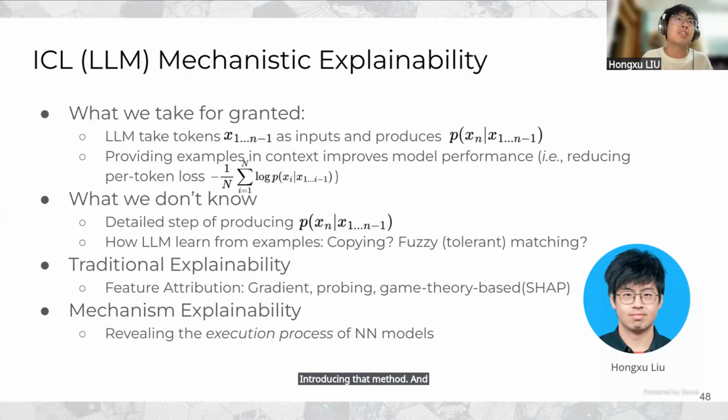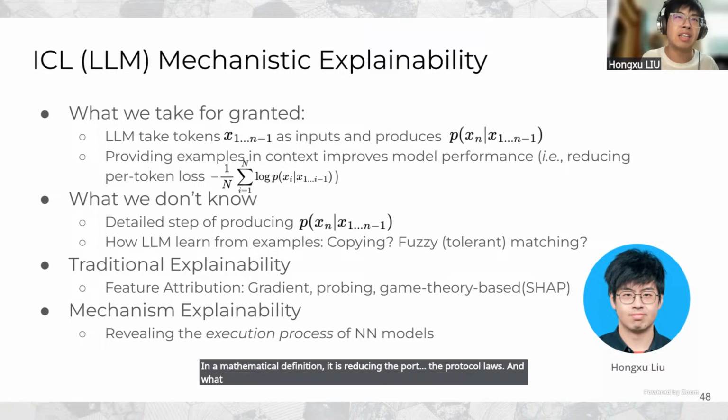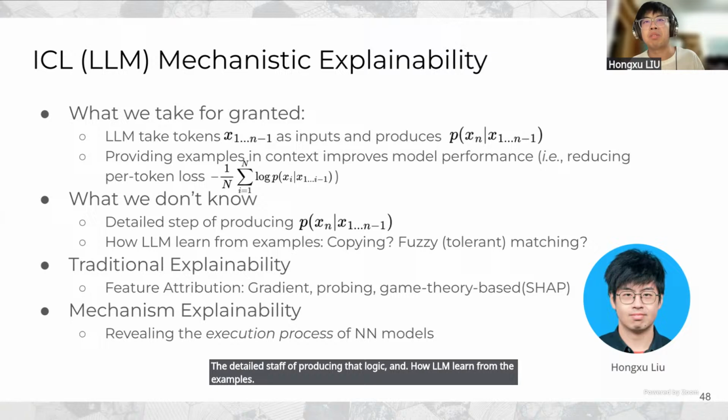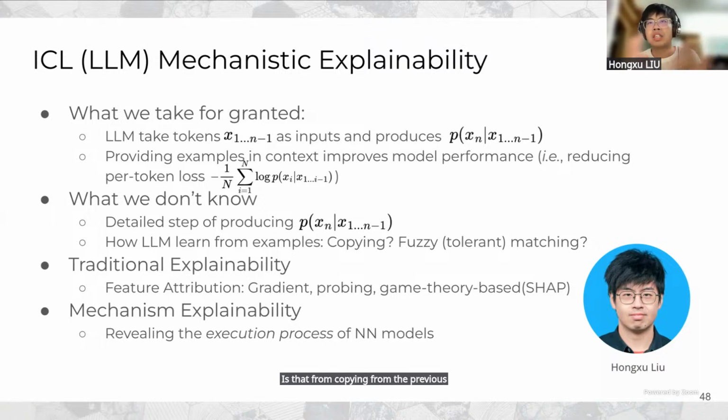So I'm going to introduce some background. There are things that we take for granted, such as the large language model being just a black box taking tokens as inputs and producing the logits. And if we provide examples in context, it improves model performance. In a mathematical definition, it is reducing the per-token loss. What we don't know is the detailed steps of producing those logits and how the LLM learns from the examples. Is it copying from the previous examples, or doing some sort of fuzzy or tolerant matching?